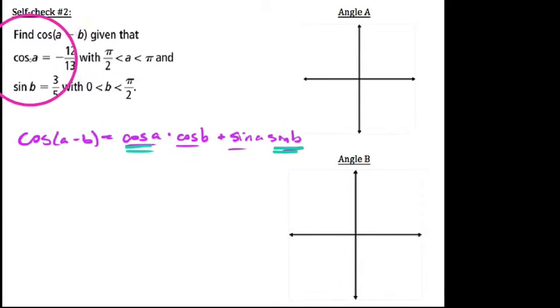And I'll tell you, if you draw these images, it's going to be a piece of cake. So what I know is this. What we're told is this. The cosine of A is negative 12/13, and our angle exists between pi halves and pi radians.